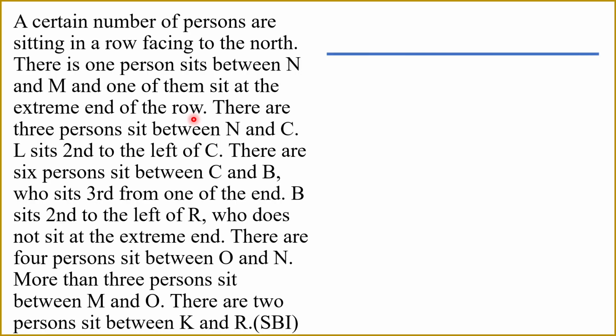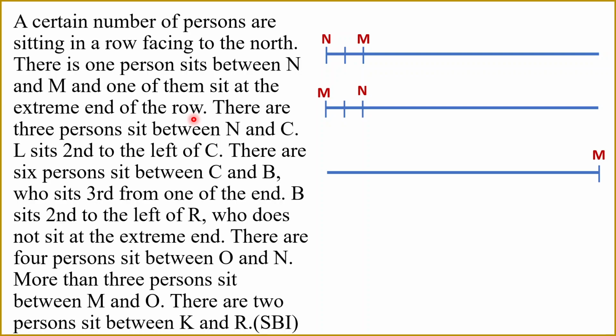So case number one, let's consider N is sitting to the extreme left end, one person between N and M. In the second case, M is sitting to the extreme left and one person between M and N. In the third case, M is sitting to the extreme right end and one person between M and N. And in the fourth case, N is sitting to the extreme right end, one person between M and N. Let's see what is given next.